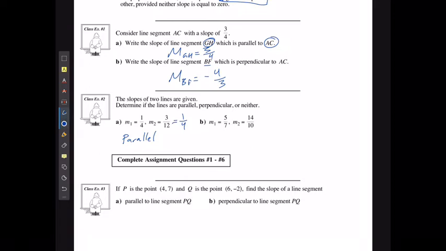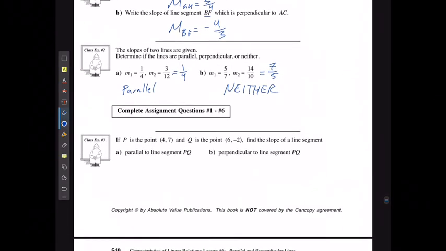In the second case, I have 5/7 and 14/10. Well, 14/10 can get reduced down to 7/5, but they're both positive. So even though they are reciprocals, the sign didn't change, which means that these are neither. If it happened to be -7/5, it would have been perpendicular, but because it's not, it is neither parallel nor perpendicular.